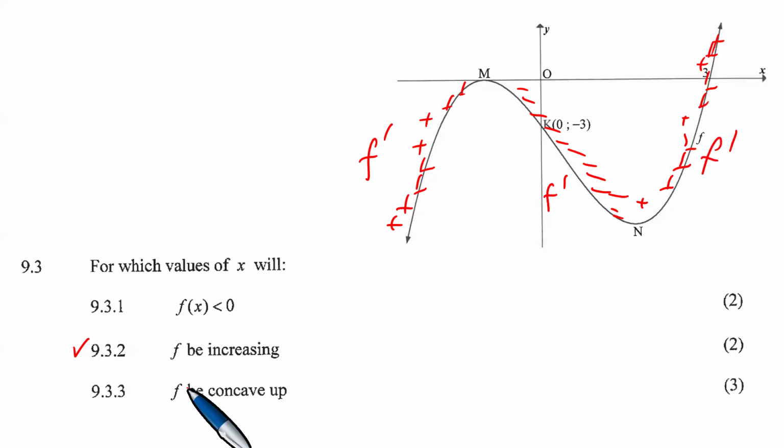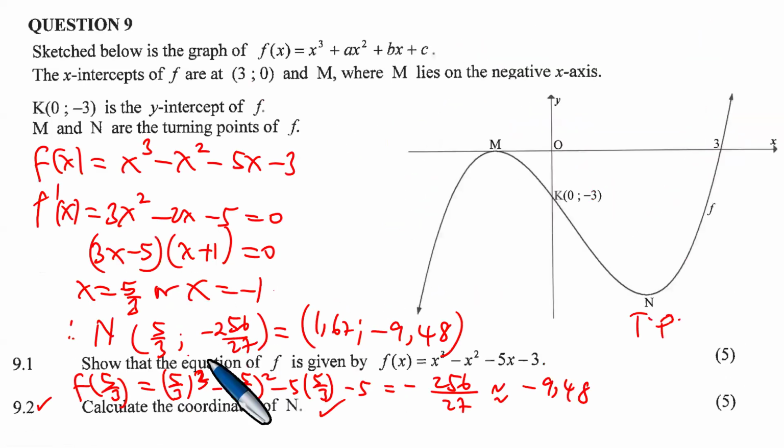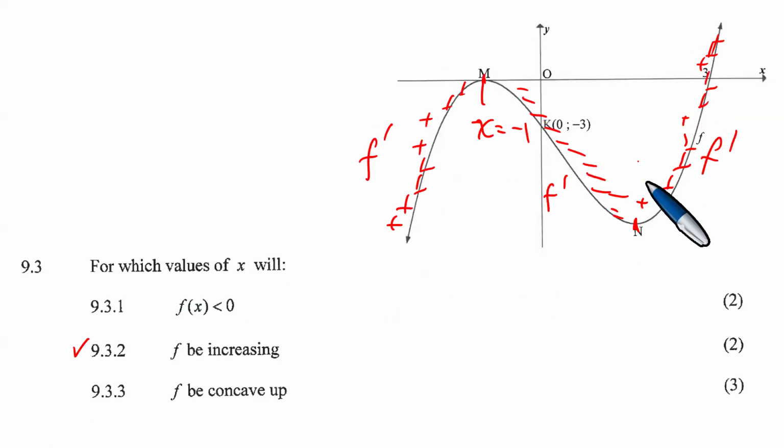So in the end, f is increasing. If f is increasing, it's because the slope is positive; x equals -1 at one turning point, and we also know x is 5/3 at the other turning point.